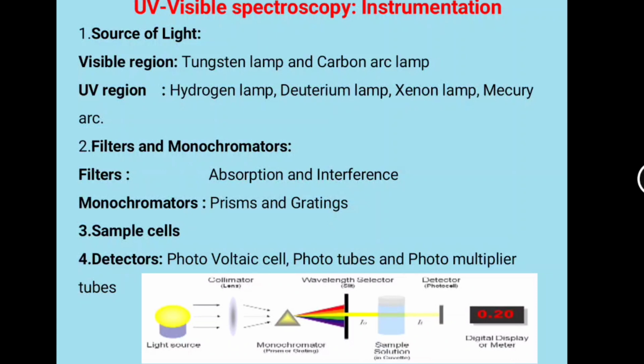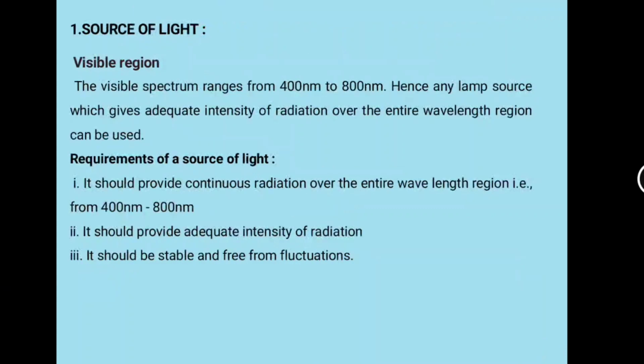You can see the block diagram of instrumentation. It consists of light source, monochromator, sample cell, and detector. Let us study one by one. Source of light. The source of light used in the visible spectrum ranges from 400 to 800 nanometers. Hence, any lamp source which gives adequate intensity of radiation over the entire wavelength region can be used.